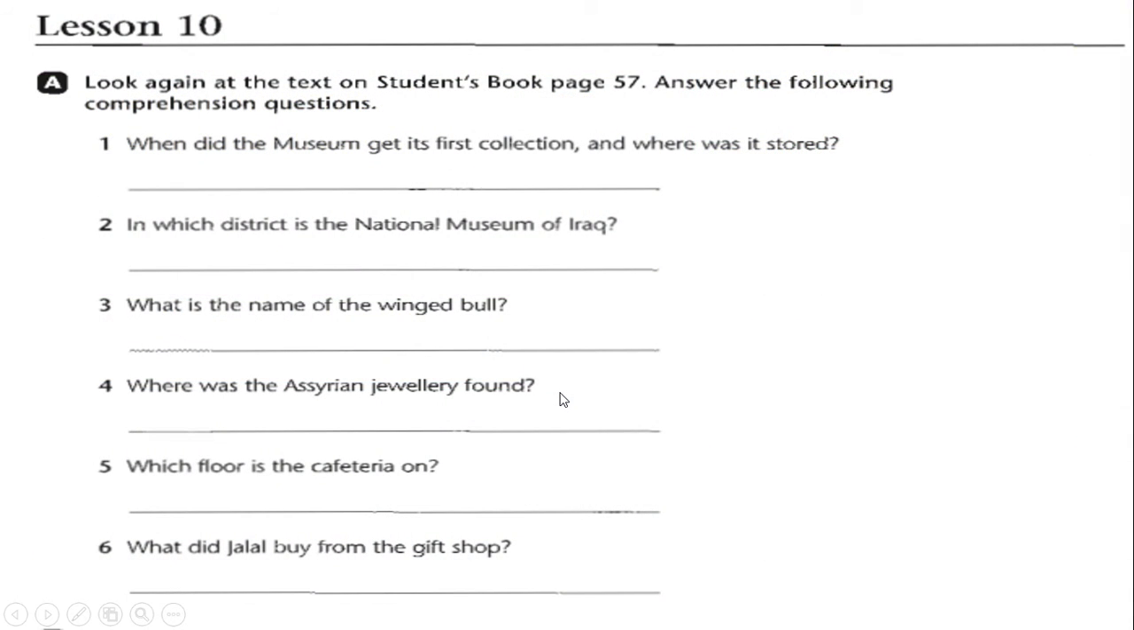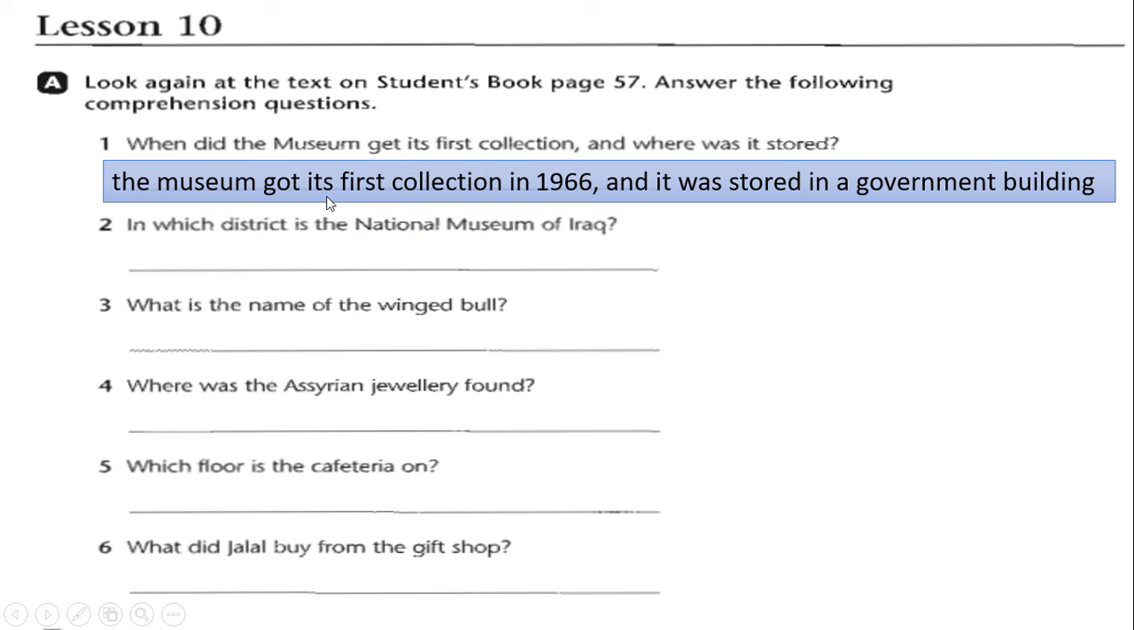Now let's look at Lesson 10, exercise A. Look again at the text on student's book, page 57. Answer the following comprehension questions. When did the museum get its first collection? And where was it stored? The museum got its first collection in 1922. It was stored in the government building.